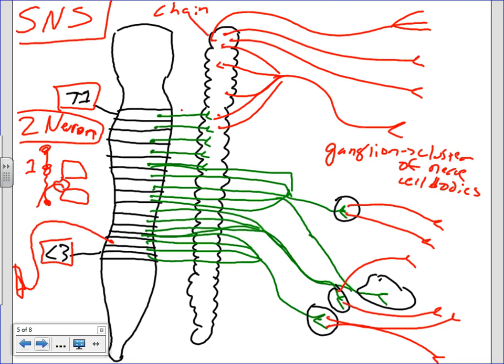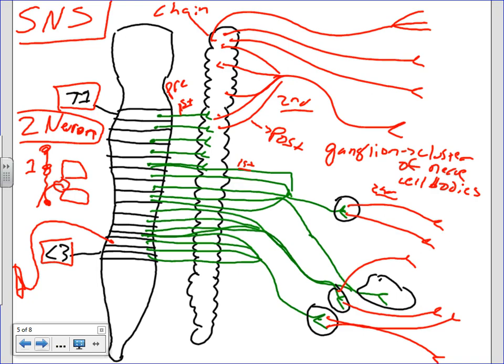what are called preganglionic and postganglionic fibers. From the spinal cord to the sympathetic chain, those are what we call preganglionic, and then from the ganglion out to whatever tissue is being innervated, that's what we call postganglionic. So this would be the first neuron, and all that you see out here would be the second neurons found within the organization of this.